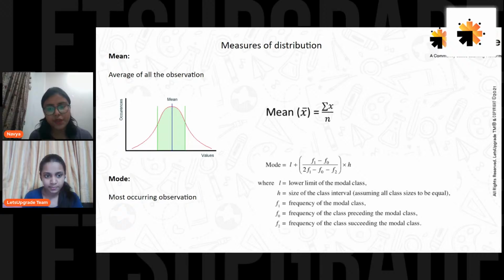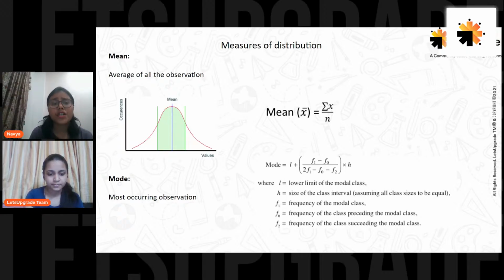F1 is the frequency of the modal class. Frequency means how many times it is occurring. Okay, and then F0 is the frequency of the class preceding the modal class, that means the class before the one you are considering. And F2 is the succeeding class, the one after that. Suppose you have an interval of 20 to 30, so the interval before that and the interval after that, you have to keep in your mind. With the help of that, you'll be able to find the mode in that particular case.